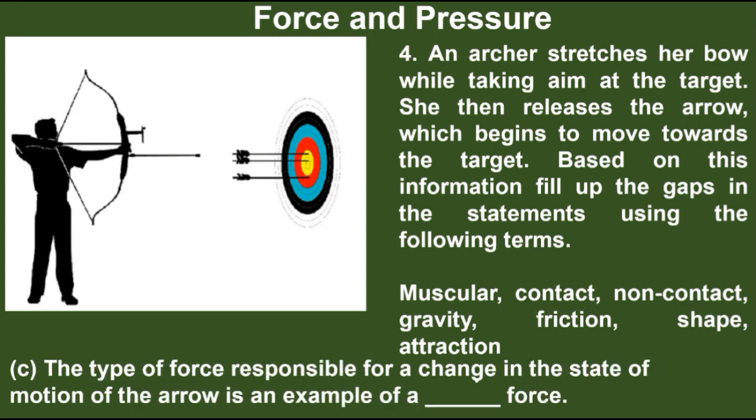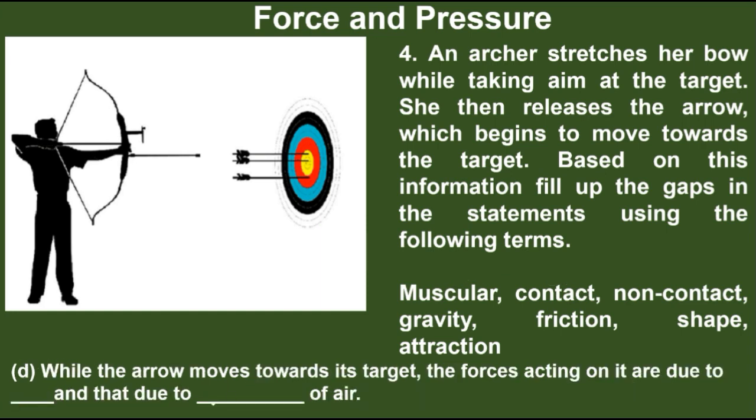The next one, C. The type of force responsible for a change in the state of motion of the arrow is an example of what? Contact is already used, so we can go for muscular force. So the answer is muscular force, because we are using the muscles of the body to pull it. The state of motion is changed. It's going fast.